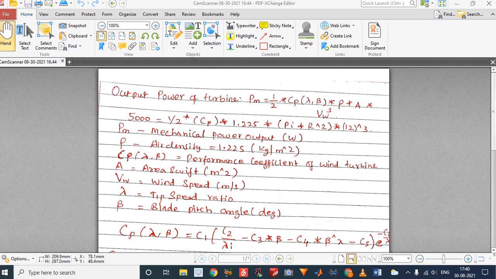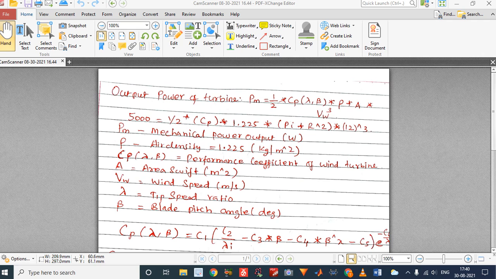Hello everyone. Today we are going to make a 5 kilowatt wind turbine using MATLAB. This is the equation for output power of a wind turbine: PM, the output power, will be 1 upon 2 into Cp(lambda, beta) into rho into A into V cube. So this value PM is the mechanical power output.